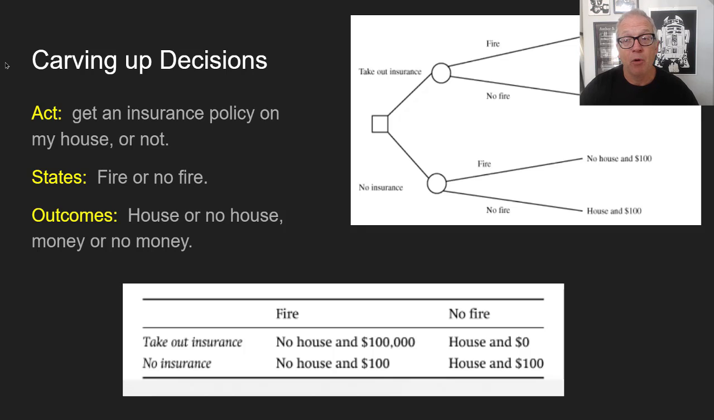If there's a fire, I won't have a house. If there's no fire, then I'll keep my house. And if there's a fire and I have insurance, then I'll lose my house, but I'll get money. And if there's a fire and I don't have insurance, I lose my house and I've got no money. So those are all the possible ways it can unfold, which are all captured in those cells and let us organize, see, and figure out what the possible situations are.